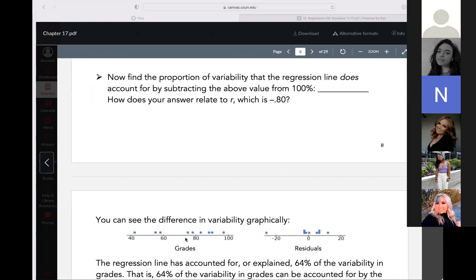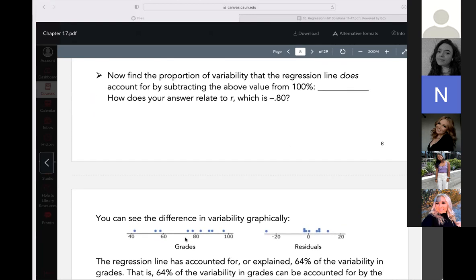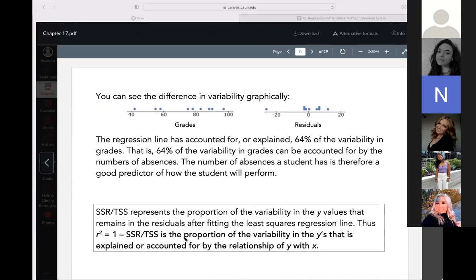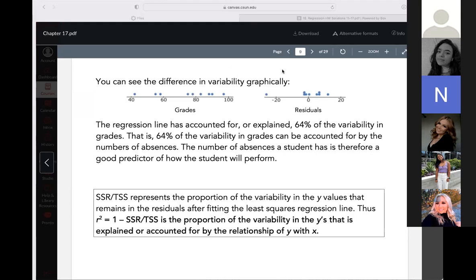Does that make sense? Hopefully it does. In fact, take a look at this. Here are the grades themselves.